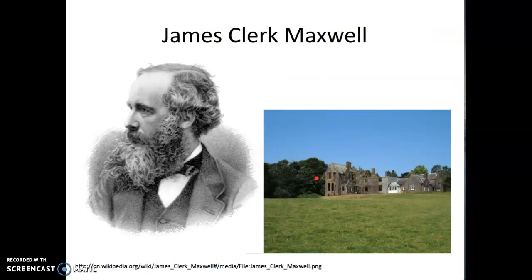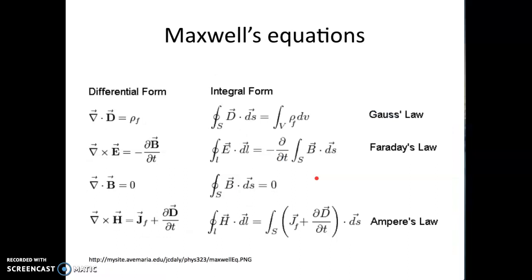It's a fitting end to your Advanced Higher Physics course in that the person who brought together all the ideas of electromagnetic radiation was James Clerk Maxwell. This is his house down near Edinburgh, and these were his equations. Tremendous. Good news is you don't need to know them for Advanced Higher Physics. There's obviously a lot of calculus in there.